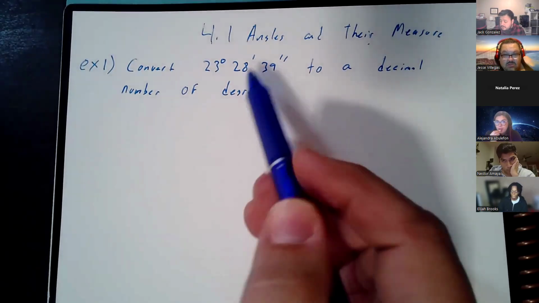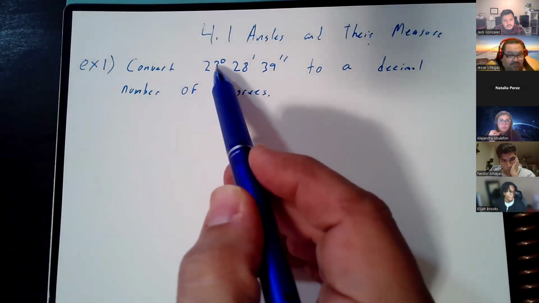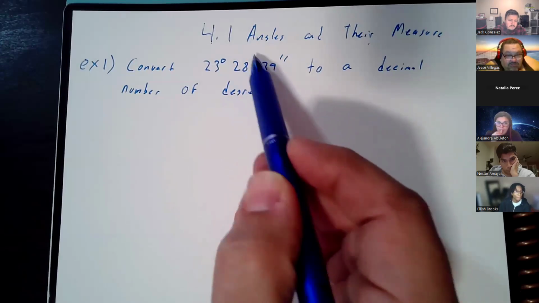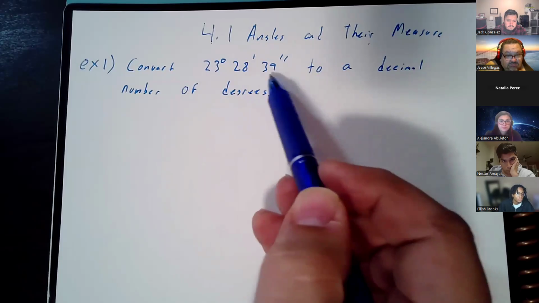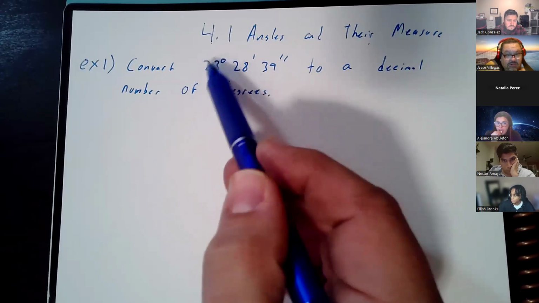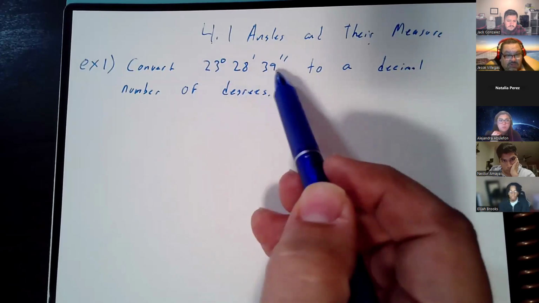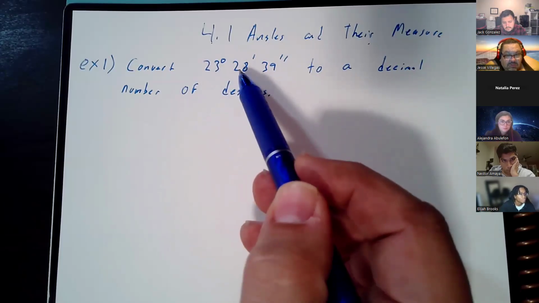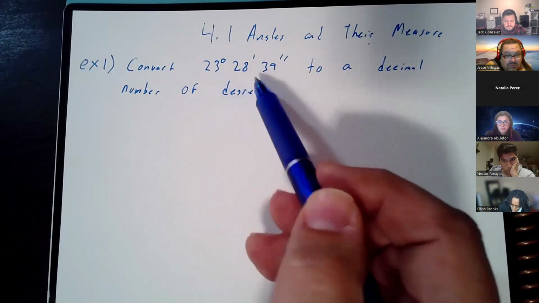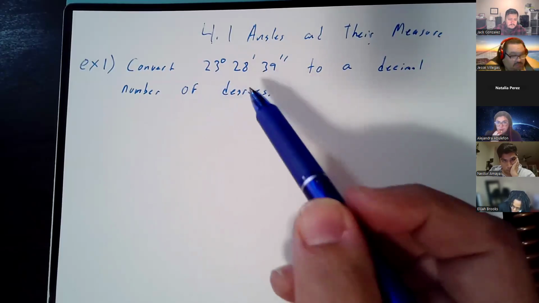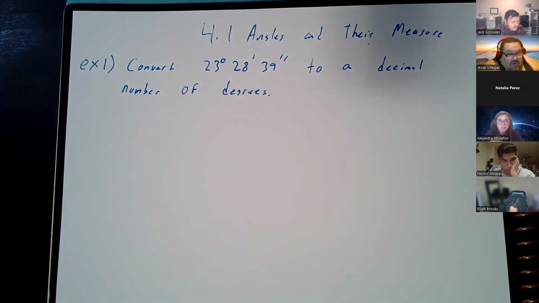So basically, picture this as 23 degrees plus some decimal number plus some other decimal. So you need to convert these pieces. You're not going to mess with the 23 degrees. You're going to mess with the minutes and seconds. So this is 23 degrees, 28 minutes, 39 seconds. Okay. And usually they use these kinds of measurements in nautical stuff. But let's change it into just a basic decimal.